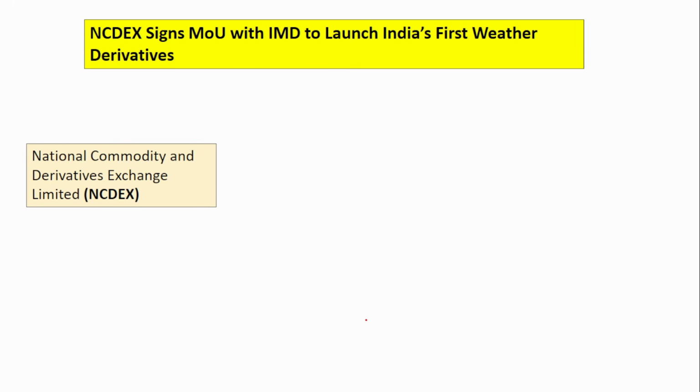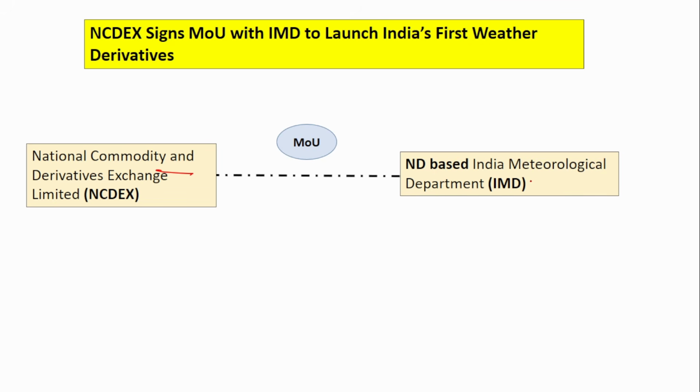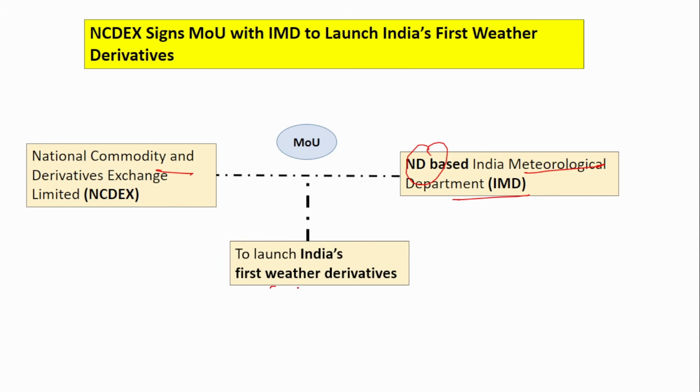Next is National Commodity and Derivative Exchange Limited. It has signed an MOU with the New Delhi based India Meteorological Department. These two parties have signed an MOU for what purpose? To launch India's first weather derivatives. Here, based on the weather, the derivative will be launched. So basically now a rainfall based derivative is going to be launched.